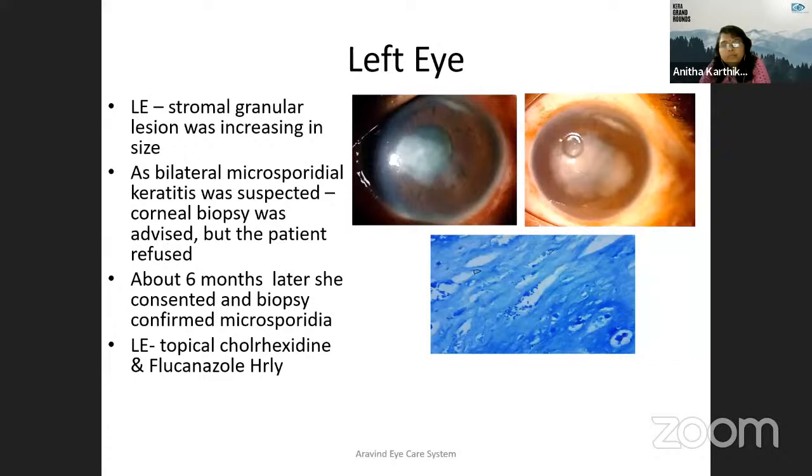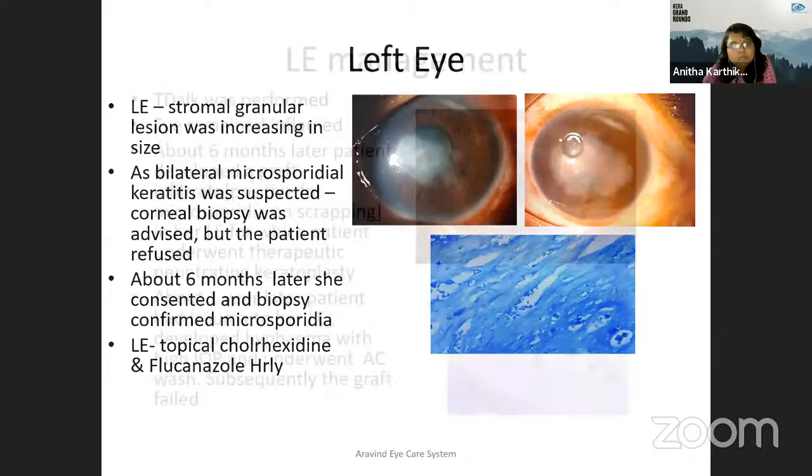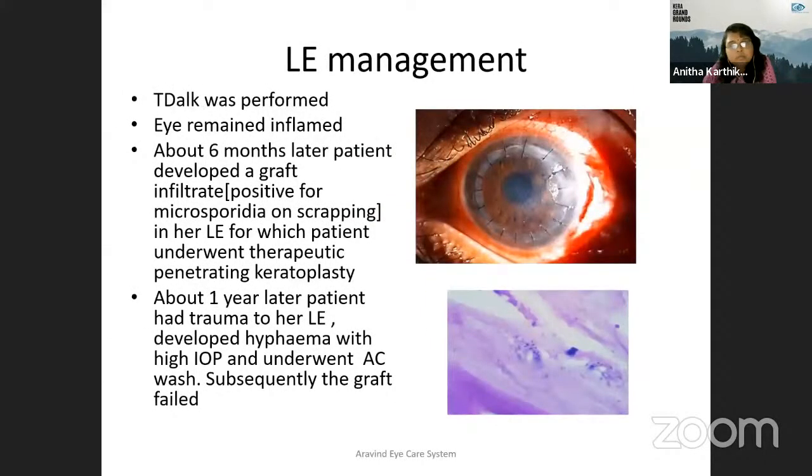About 6 months later, she consented and biopsy confirmed microsporidia. Hence, she was started in the left eye with topical chlorhexidine and fluconazole eye drops hourly. Therapeutic DALK was performed in the left eye. Postoperatively, the eye remained inflamed.